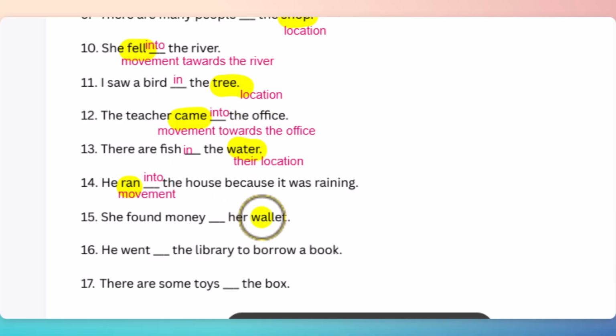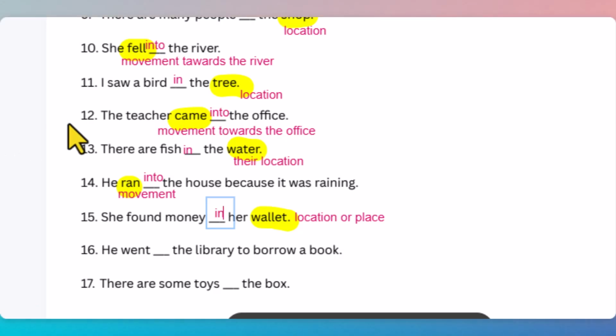So wallet, what does it show us? It shows us it is the location or place. So she found money in her wallet in a place, so there is no movement. So in this case, we have to say she found money in her wallet, because for example, if we were to use into, we would have said she put money into her wallet. But in this case, that is not the case.